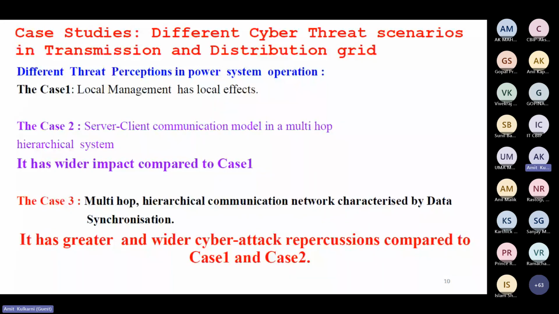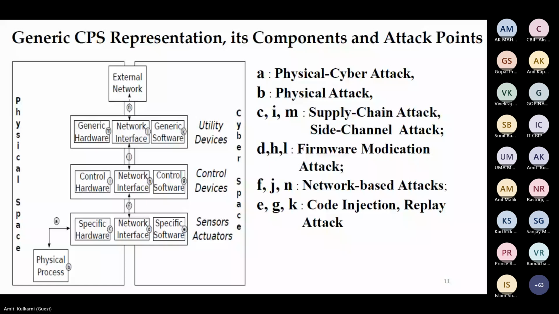Now, going to the next aspect: when we are talking about the cyber system and physical space, both are interconnected, so what are the attack points? You can see on the left-hand side the physical space, and on the right-hand side the cyber space. So there can be a physical attack, a cyber attack, or a combined one. But what type of attack is it? The alphabets indicate the type of attack.